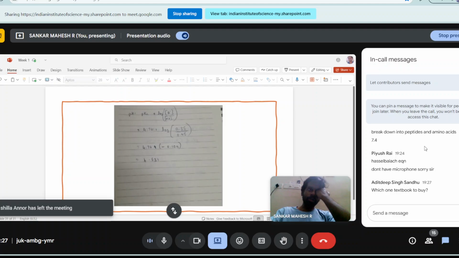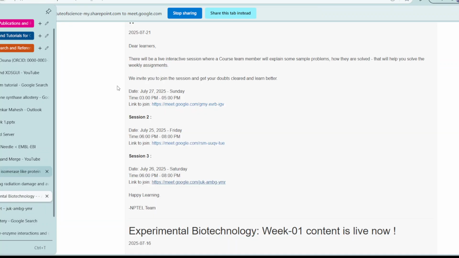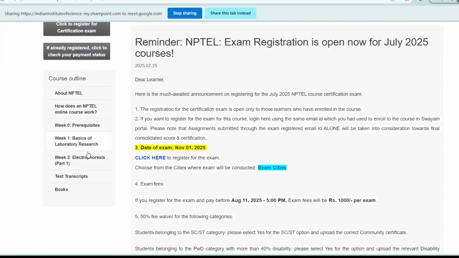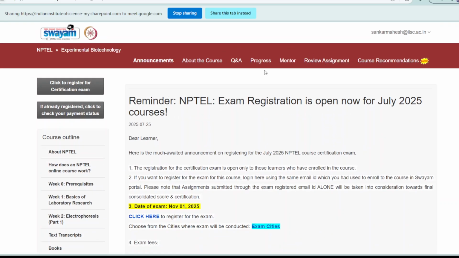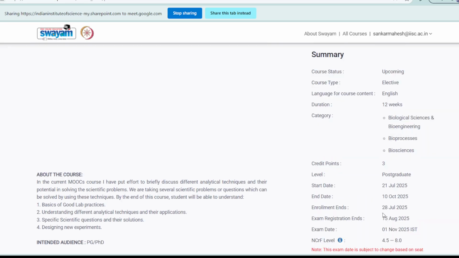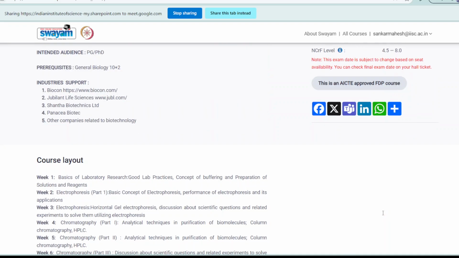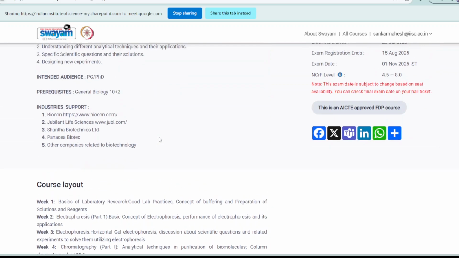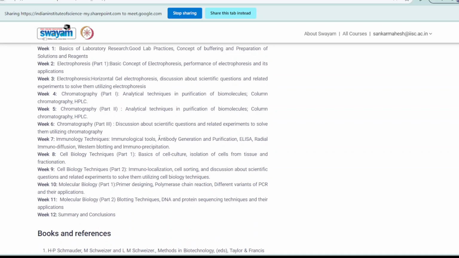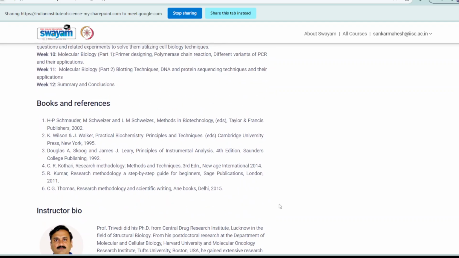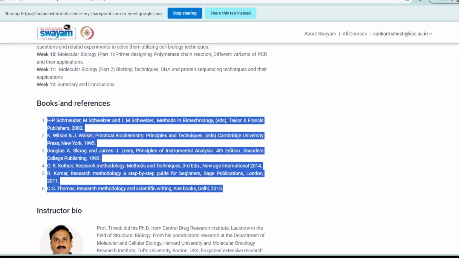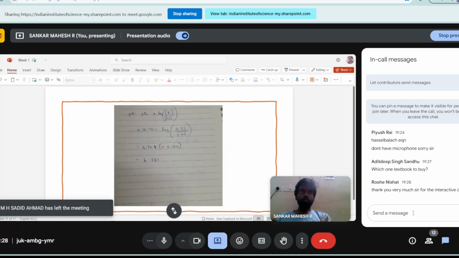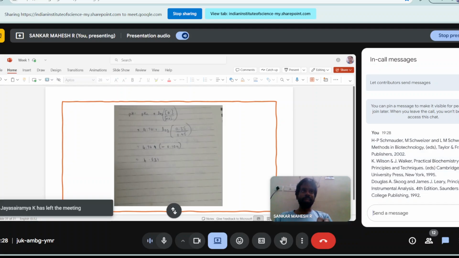As for textbooks, I wouldn't really have recommendations unless your course instructor has recommended. I can check once, but what I do know is, give me a minute. Mentor course recommendations. You can check all these books. These are what is listed by your course instructor.